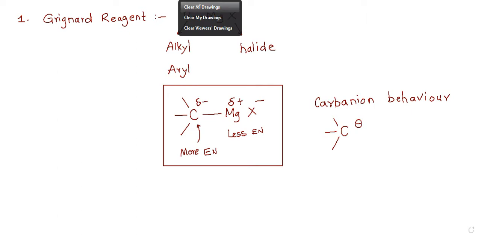Let us take up now the reactions of Grignard reagent. Sir, first this was only true when it is connected to a halogen, no? Yes, when we are talking about Grignard reagent particularly, carbon with a negative charge is only in the case of Grignard reagent, not anywhere else.